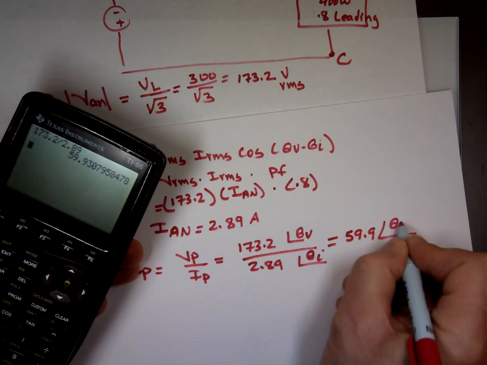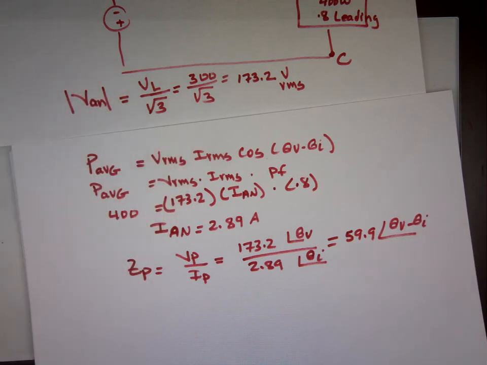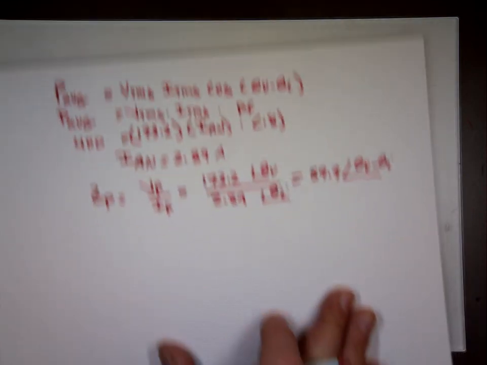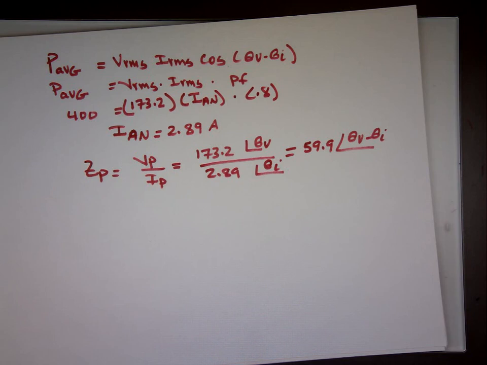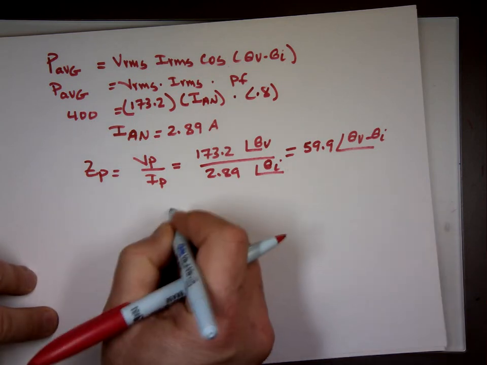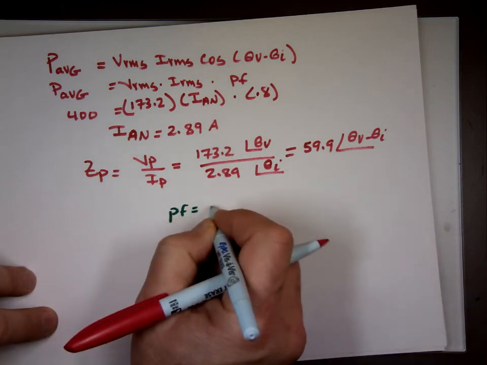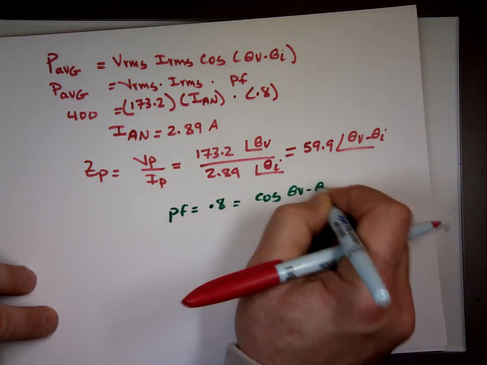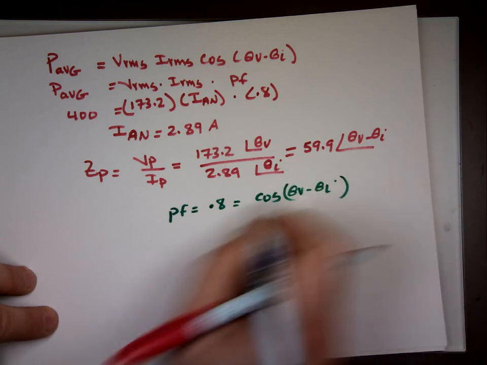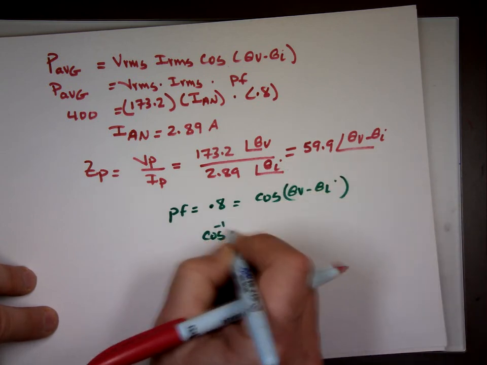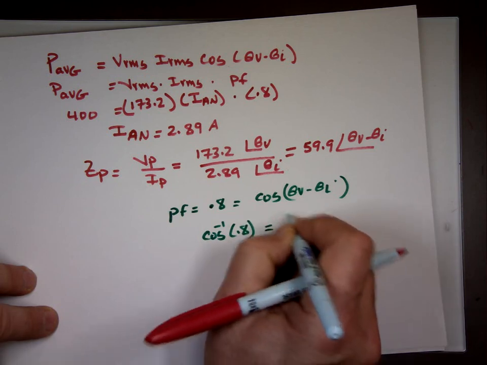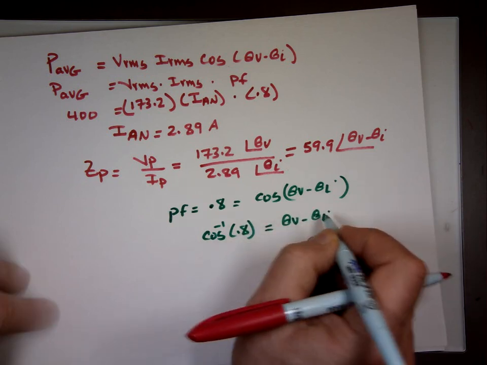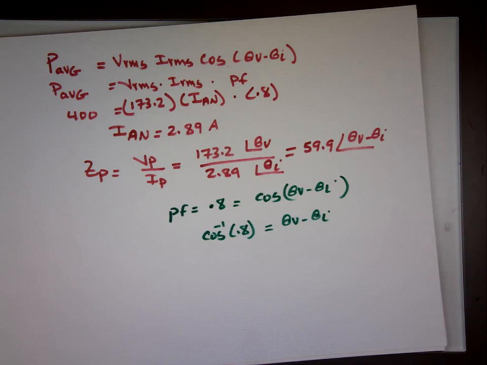Oh, wait a minute. That looks familiar. Theta V minus theta I. What's the definition of power factor? In this case it was 0.8. Isn't that cosine of theta V minus theta I? So if I want just theta V minus theta I, what do you do? Inverse cosine of 0.8 is theta V minus theta I. And I go to my calculator, second cosine 0.8, roughly 37 degrees.